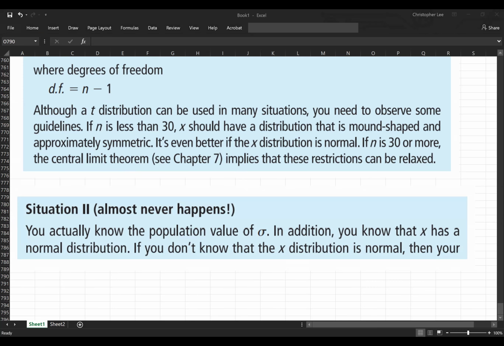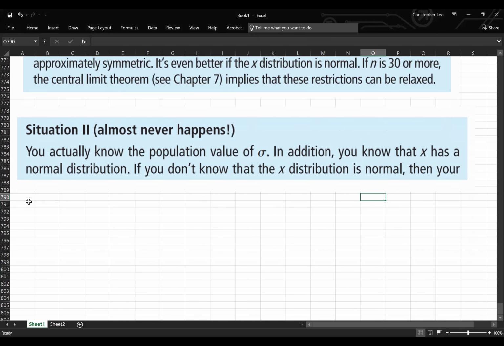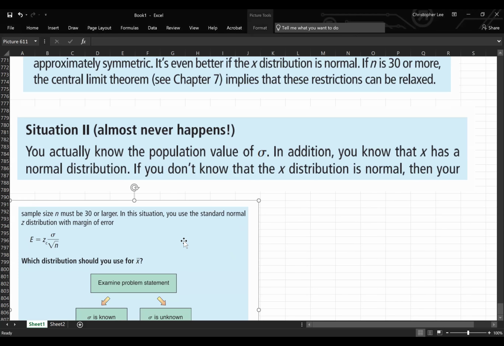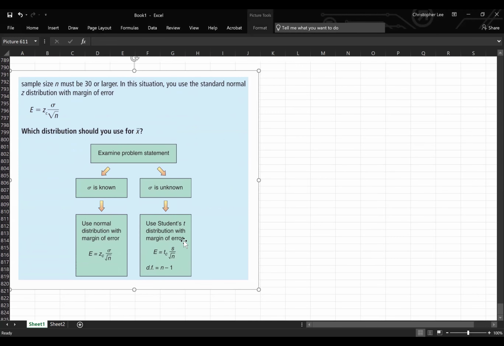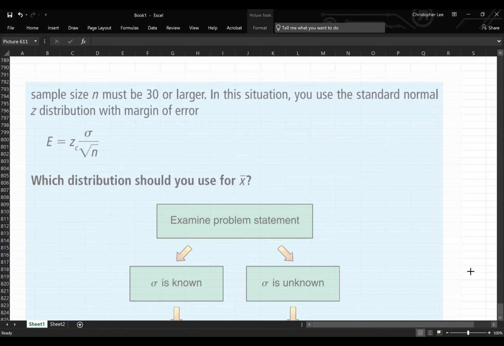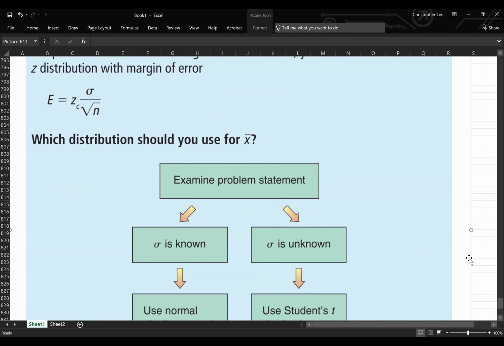your sample size n must be 30 or larger. In this situation, use a standard normal z distribution with the margin of error E equal to z critical times your population standard deviation sigma over the square root of n.